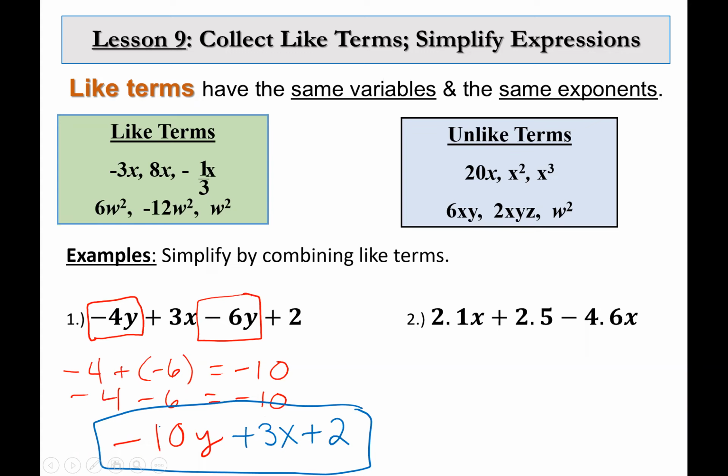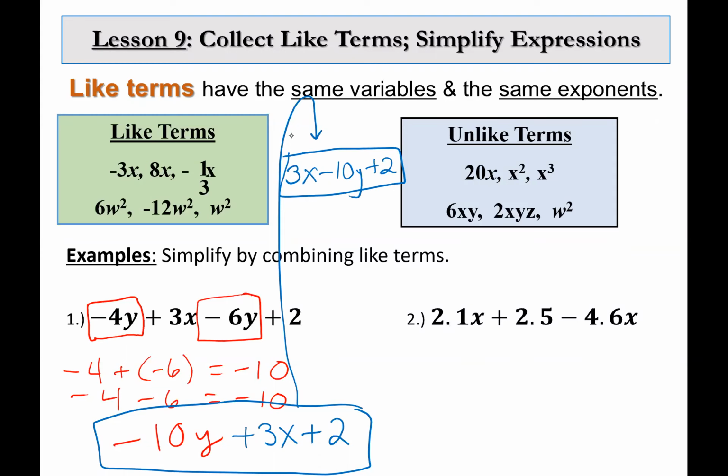I will say that you can write your answer in a different order. Remember in our last lesson before your test that you took recently in lesson 8, we talked about different properties. Remember the commutative property says we can switch the order when we add. So instead of writing the negative 10y first, I could have written the 3x first. If you like alphabetical order, you could write 3x and then minus 10y and then plus 2. That would be another way to write your answer. That would be correct. Or you could put the 2 first. So there's different ways of rearranging it.